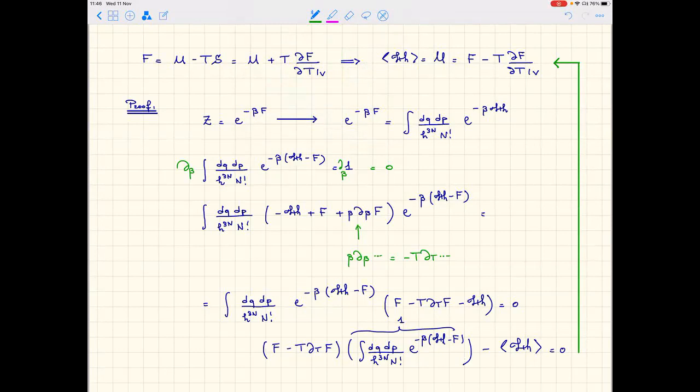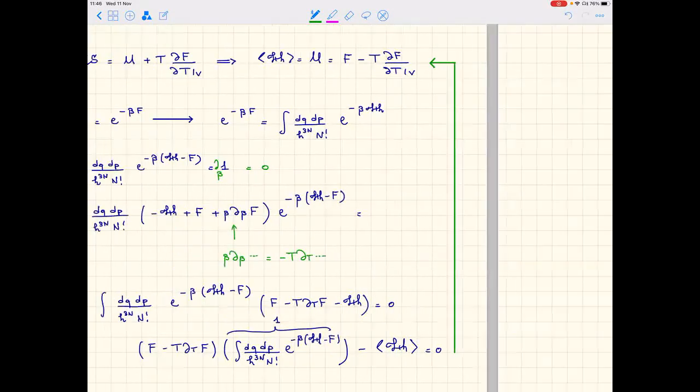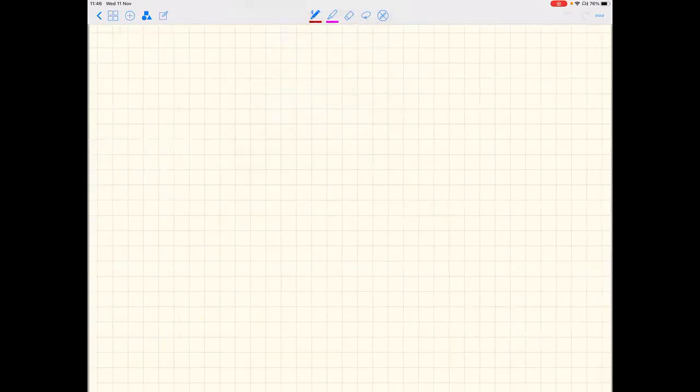And once I have the Helmholtz free energy, I can reconstruct the rest of thermodynamics. I can compute P, which is equal to minus dF/dV at constant temperature. I can compute the entropy, which is equal to minus dF/dT at constant volume, etc., etc. I can calculate whatever I want. Okay? Are there any questions at this point?